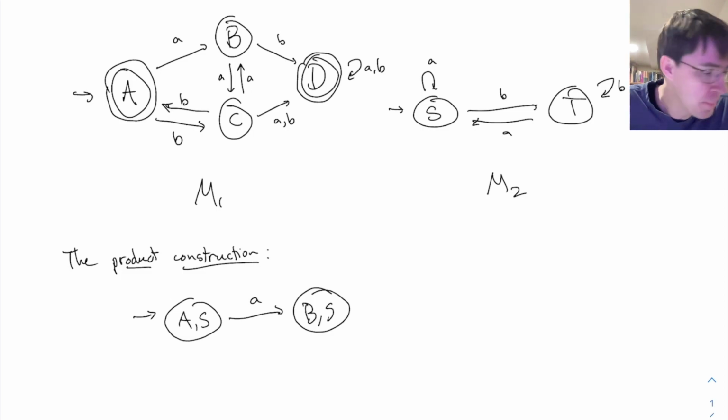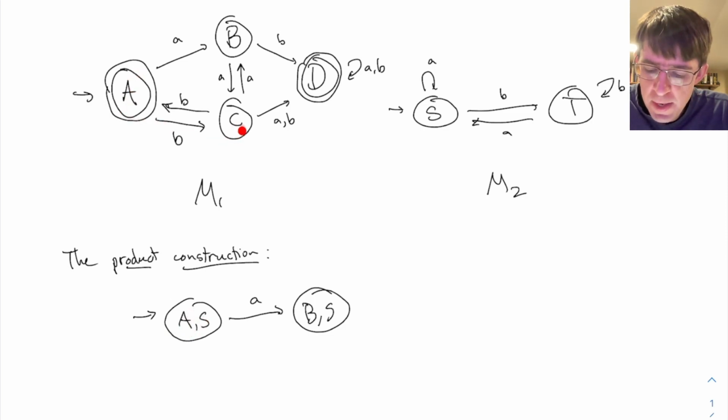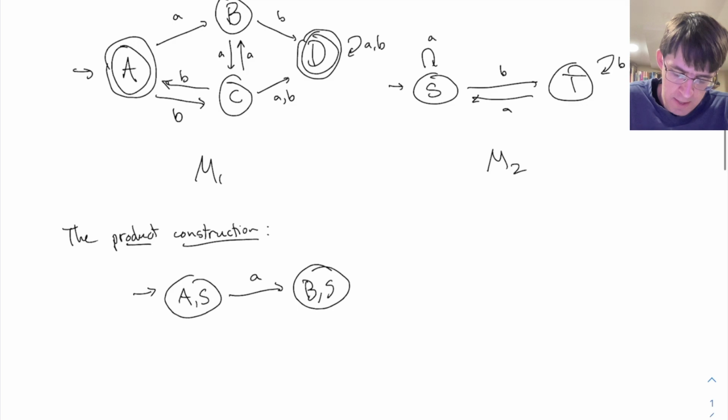All right. What about the letter B from here? Okay, so again, I do the same thing. A comma S, state A becomes a C, and state S becomes a T. So A comma S becomes C comma T, and I will make that down here.